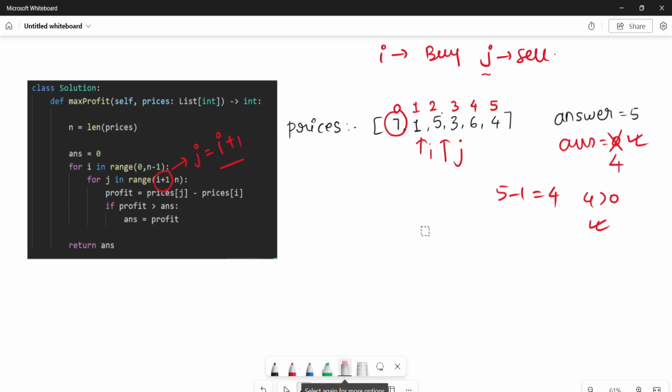Again, j will come over here. So 3 minus 1 is 2. Is 2 greater than 4? No, that's not the case. So what will happen? j will increase.